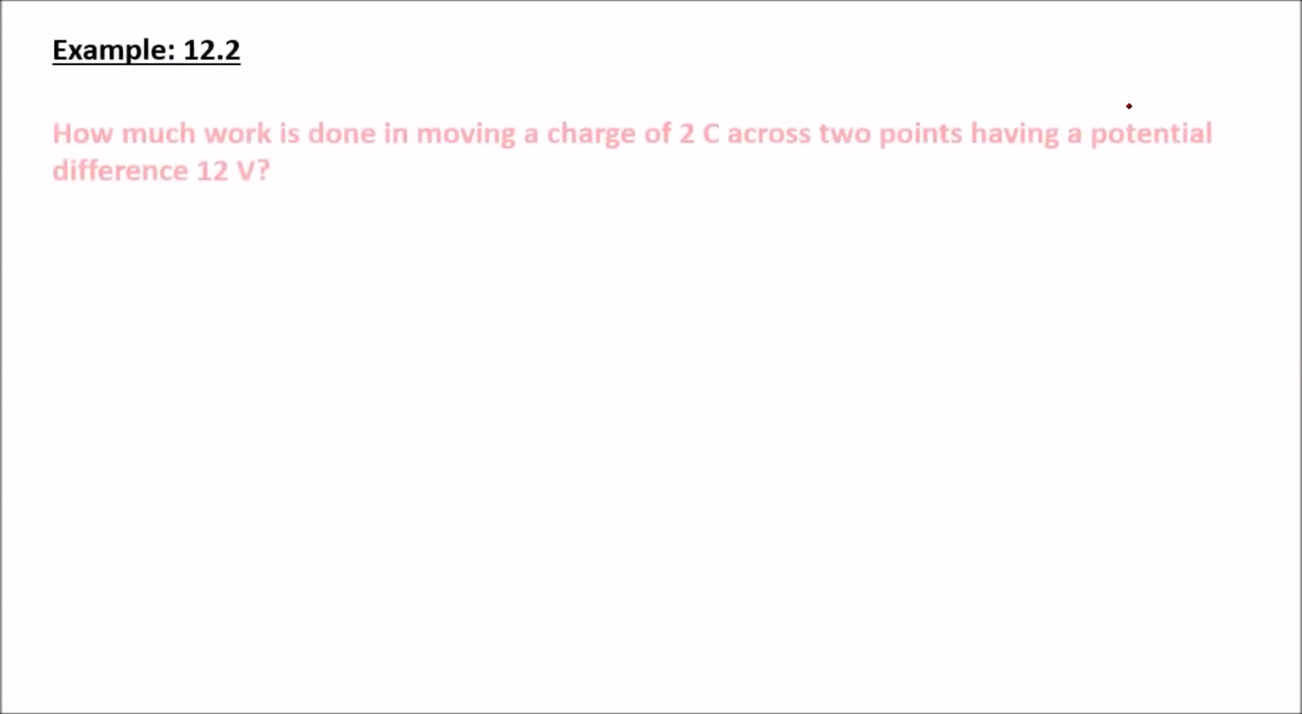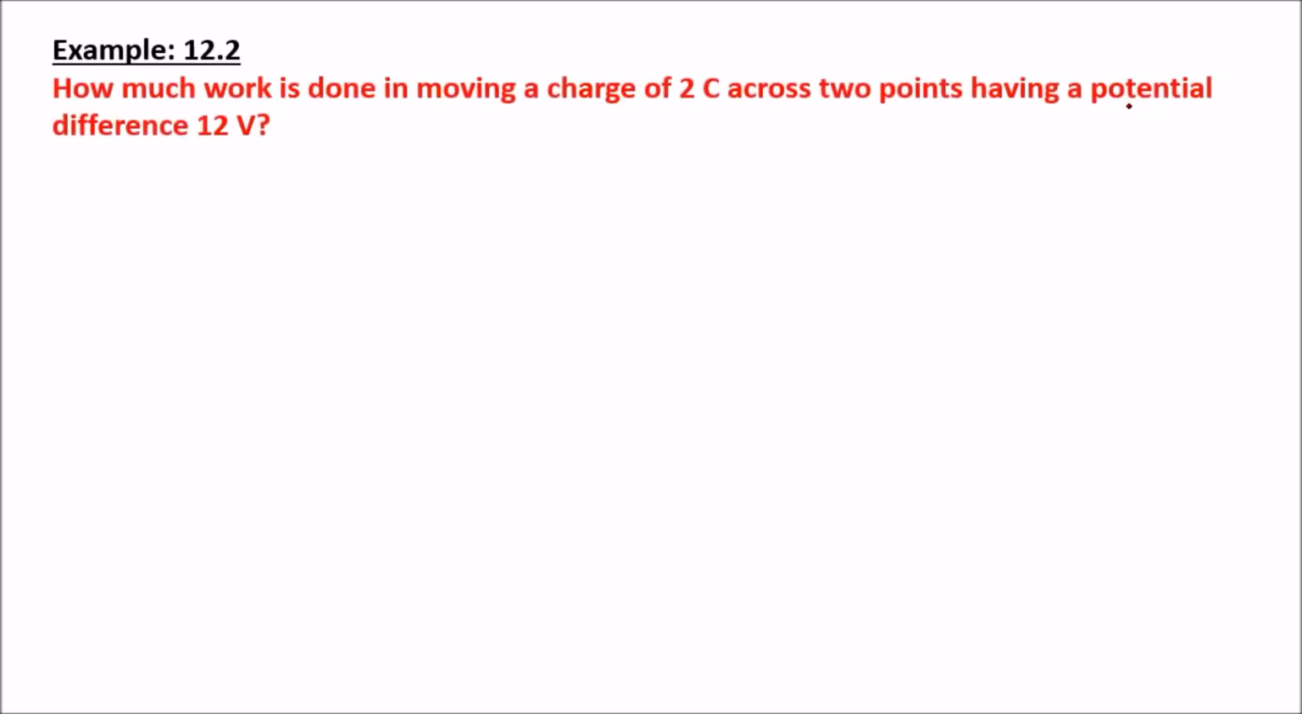Let us try to see one numerical problem, that is example 12.2 in your textbook. You see the question? How much work is done in moving a charge of 2 coulomb across 2 points having a potential difference 12 volt? Now, how much work is done? We need to calculate work. Let us see solution for this.